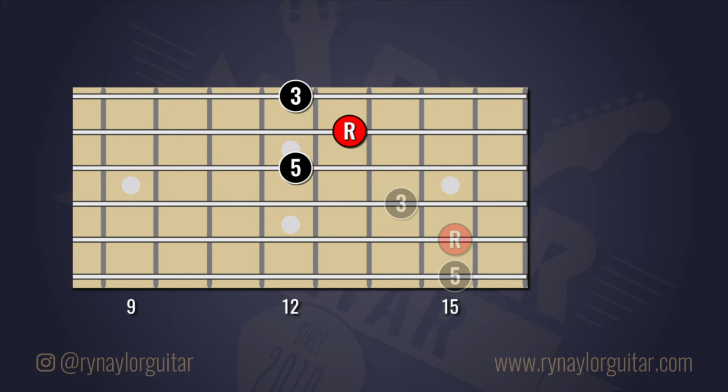The C shape is less common as a full bar chord form, but it is an important fretboard visualization as it very neatly contains all the triad inversions.